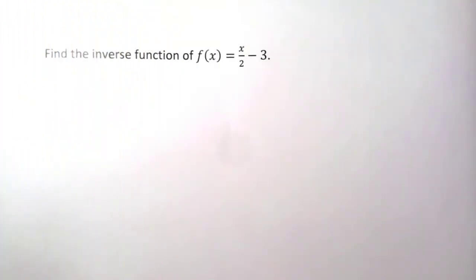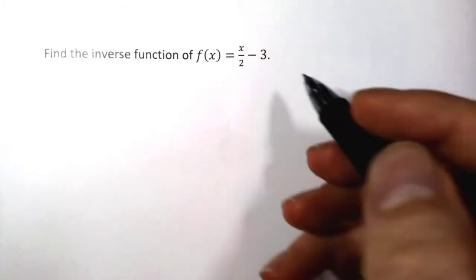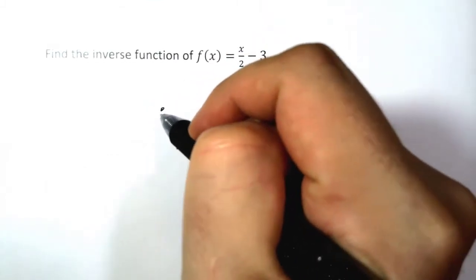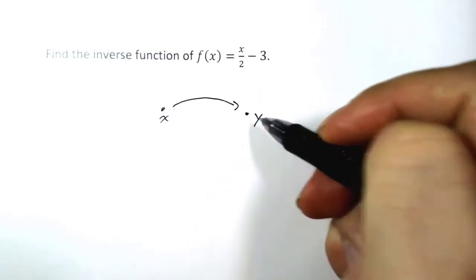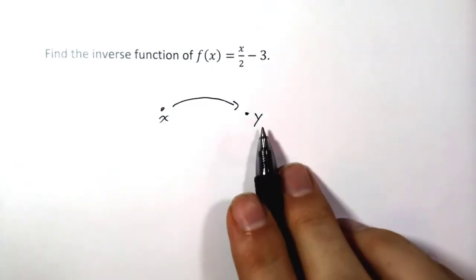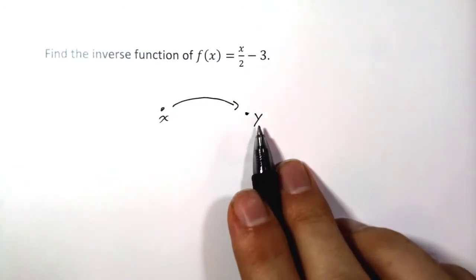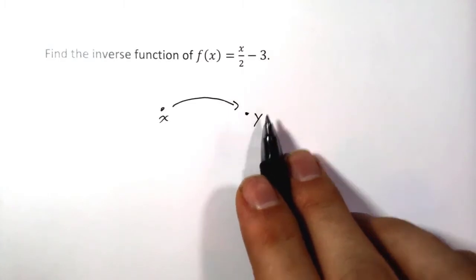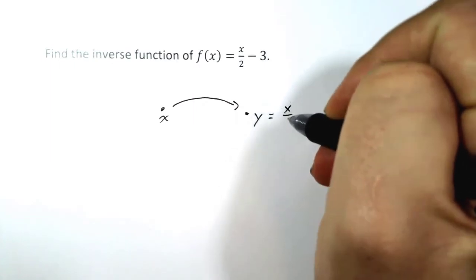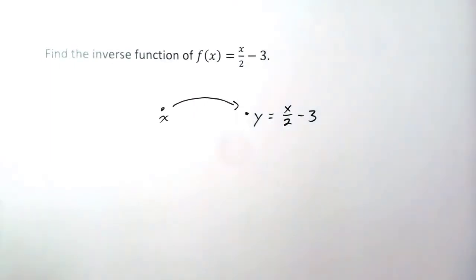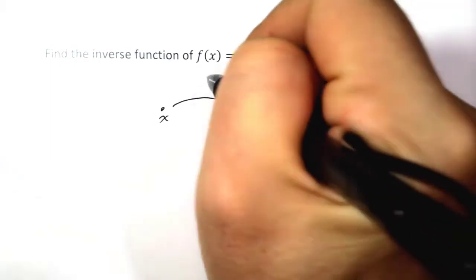Okay, so let's find the inverse of our function. Now, what is this function doing? As we saw before, it takes a number x and it's spitting out a new number y. Now, what is y? How do we compute y from x? Well, it's given by this expression right here. Y is equal to x over 2 minus 3. This is the function f.